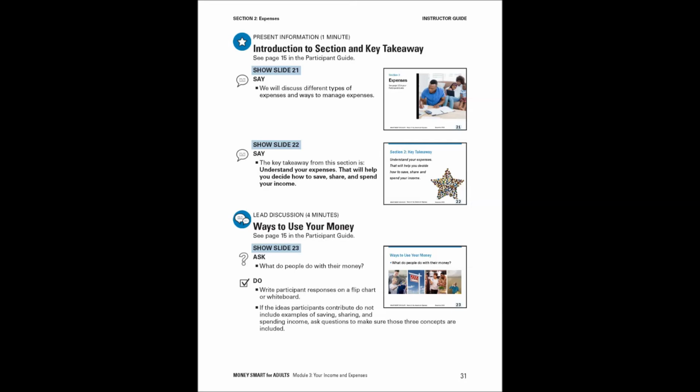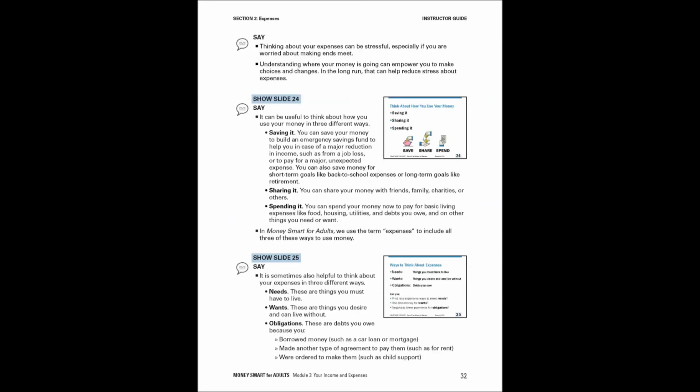The first topic of this section is ways to use your money. You're going to ask the question, what do people do with their money? Write the participant responses on a flip chart or the whiteboard. And if the ideas participants contribute do not include examples of saving, sharing, and spending income, ask questions to make sure that those concepts are included.